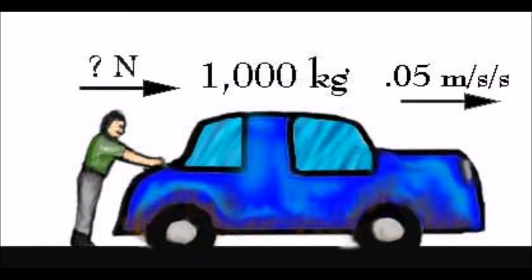In this example, you will see the man pushing the car. He is pushing the car, which weighs 1,000 kilograms at 0.05 meters per second per second. The formula would be written as F equals 1,000 times 0.05. The answer is 50 newtons. The force is 50 newtons.